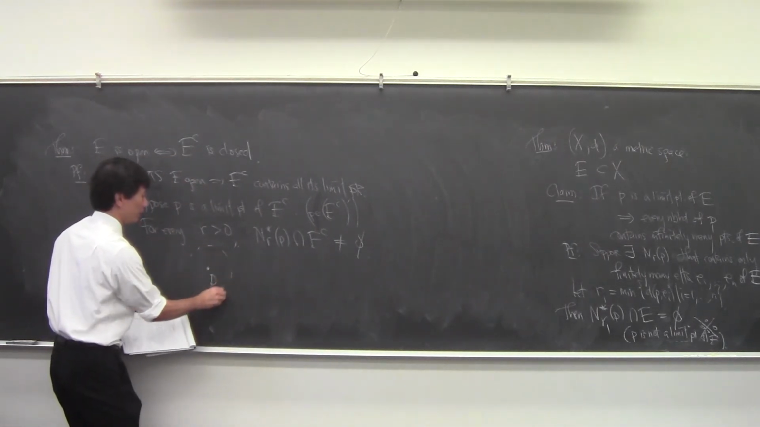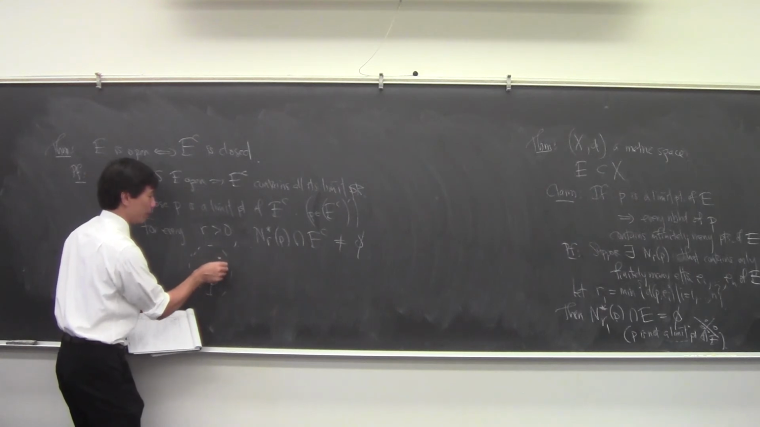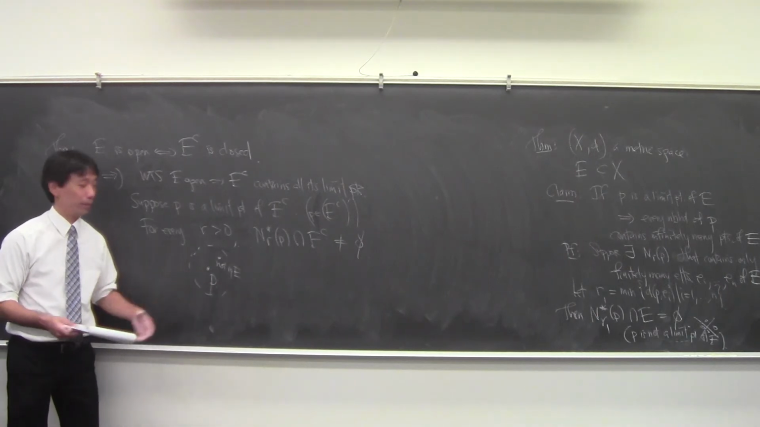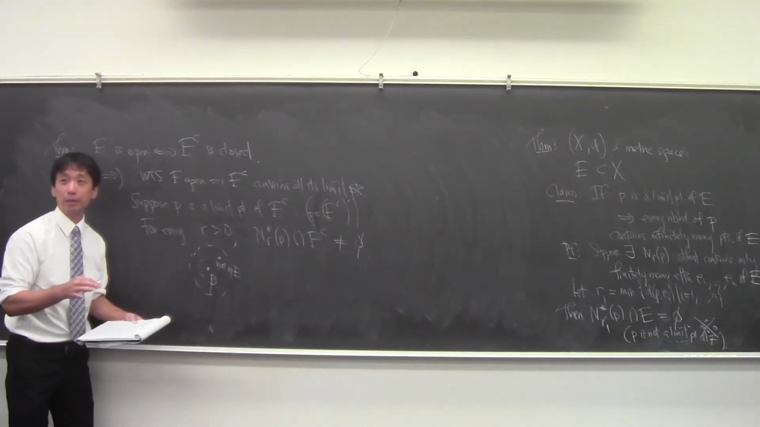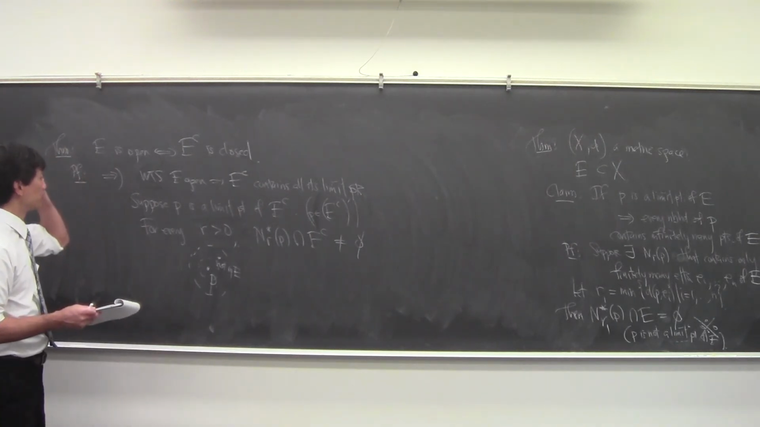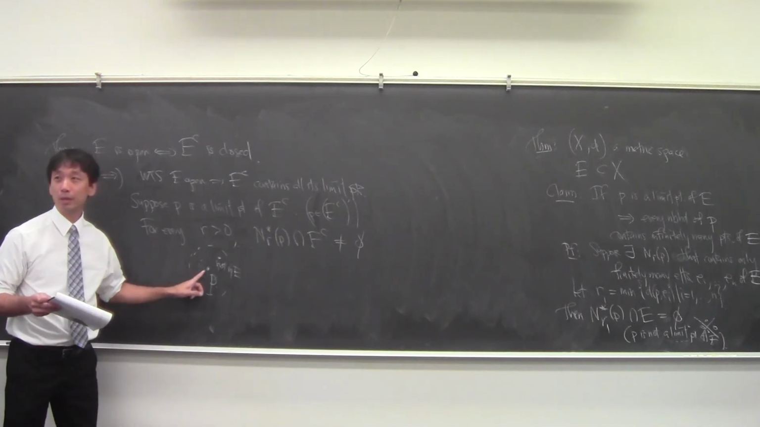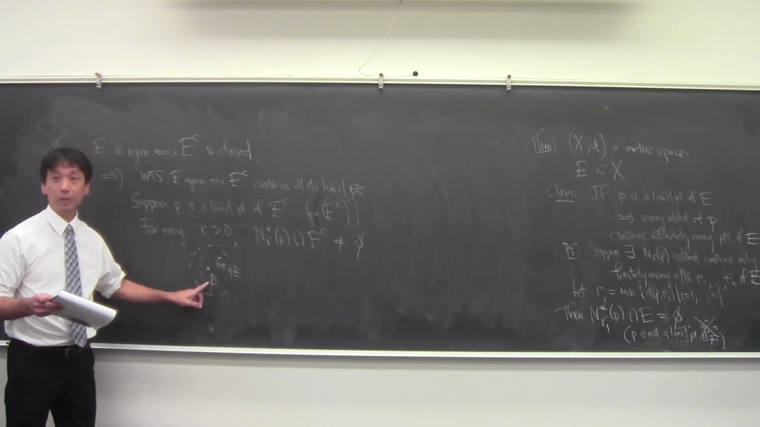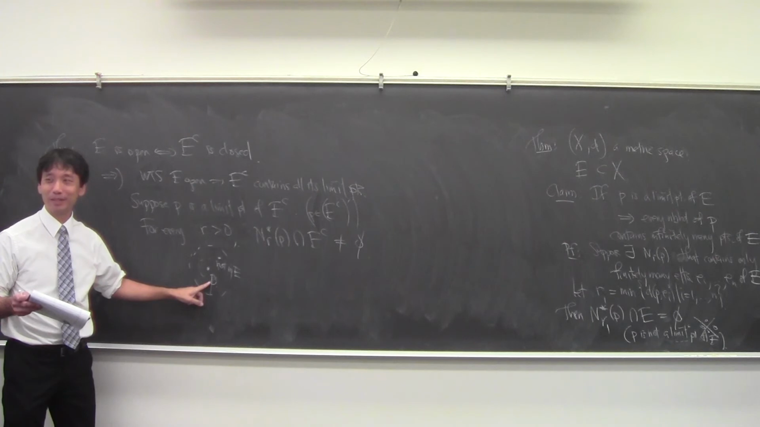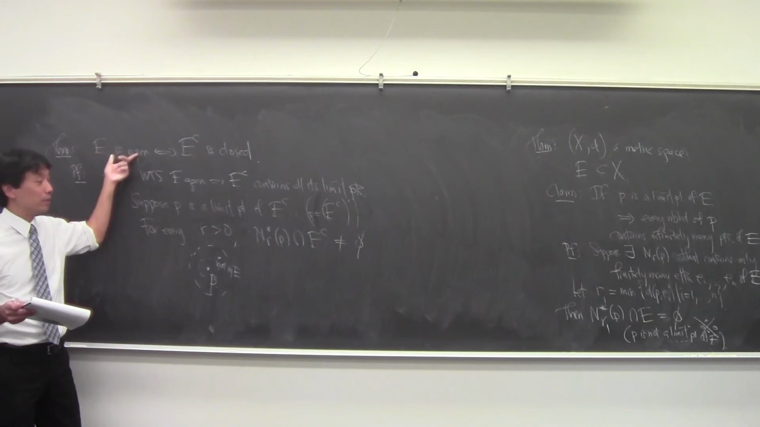There's somebody from E complement. Here is P. No matter what radius I choose, there's somebody from E complement, so not in E. There's somebody in there who's not in E. Okay. So, what does that tell you about P? Could P be in E? No. Edward says no. Why not? Because since E is open. Yes. Because E is open, right?